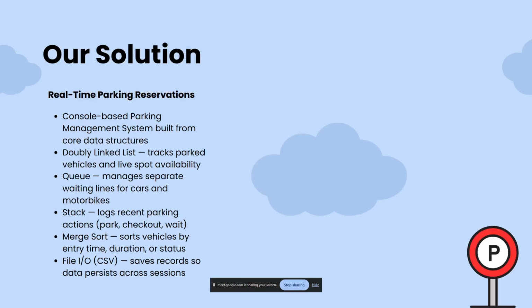So for our solution, it's a console-based parking management system that digitizes the entire process. It tracks vehicle check-in and check-out using a doubly linked list, manages separate waiting lines for cars and motorbikes using queues, and logs recent parking actions using a stack. We also built a sorting feature so staff can view vehicles by arrival time, parking duration, or status. And all of this data is saved through file I/O, so records persist even after the program closes, something a manual logbook simply can't guarantee. So for the next part, I will give it to my teammate.